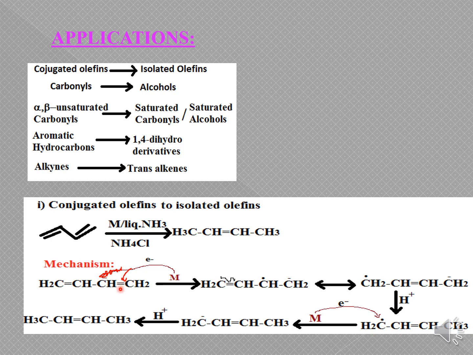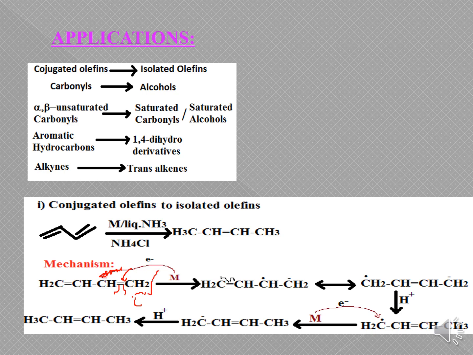Okay, so this metal will give the electrons to the alkene part. When it gives the electrons, what happens here is that if there is a homolytic cleavage, there is radical formation, right? So one radical will form over here, and one radical will form on the carbon atom.